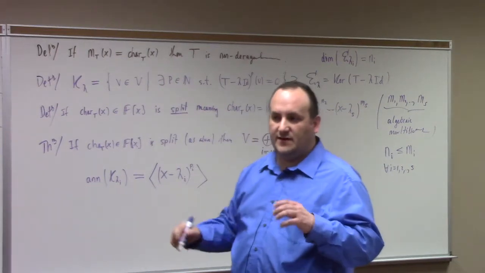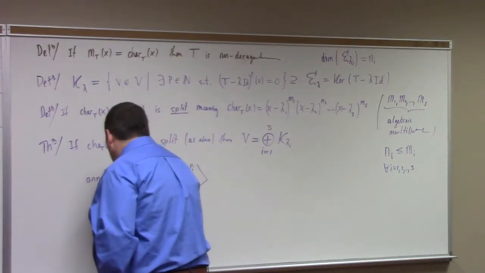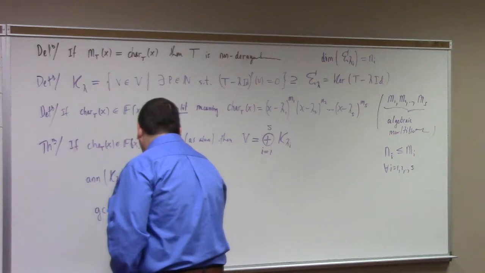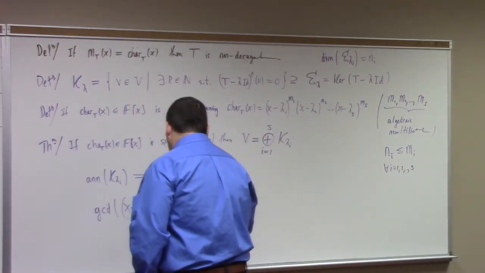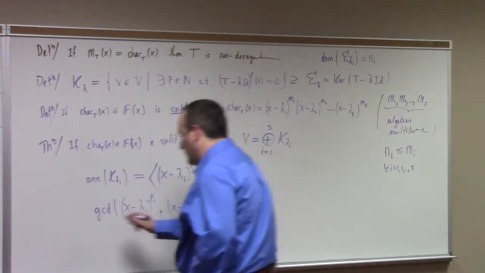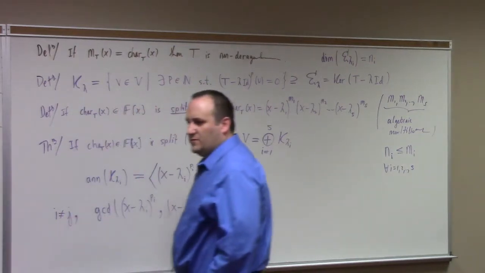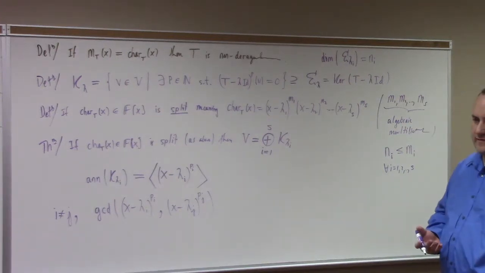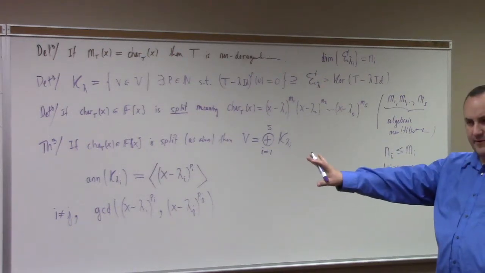So think about this. What if you have distinct lambdas? Can you tell me what's the greatest common divisor of x minus lambda I to the p_i and x minus lambda j to the p_j for I not equal to j? So what I'm doing right now, Kang, is I'm trying to break the vector space into a direct sum of generalized eigenspaces and discuss how that fits into this story of the primary decomposition theorem.